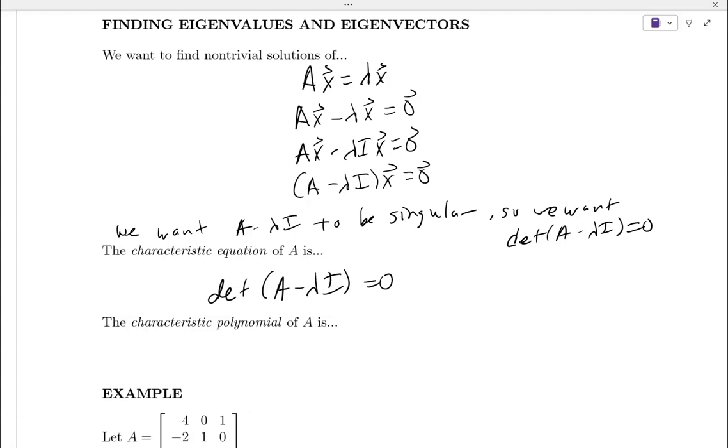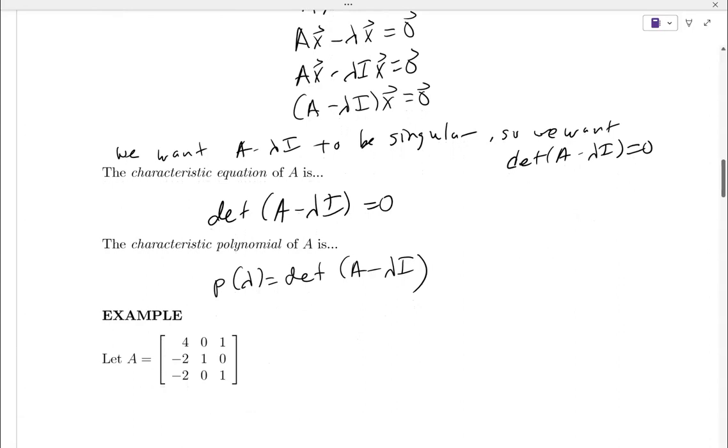Remember, lambda I is the matrix that just has lambdas down the diagonal and zeros everywhere else. So that A minus lambda I has the effect of subtracting lambda off the diagonal. When we take the determinant, we'll get powers of lambda everywhere, right? So the characteristic polynomial is just that determinant. We get a polynomial in lambda. So when we say we want the characteristic polynomial, that's what we mean.